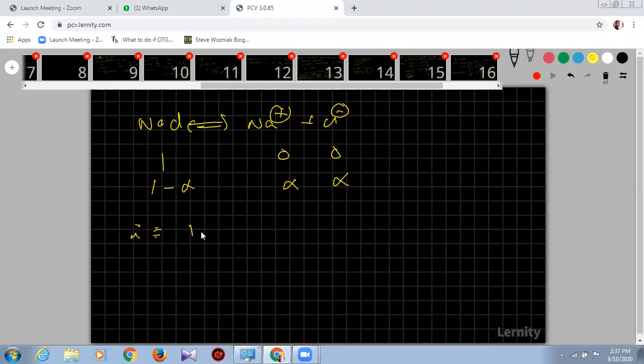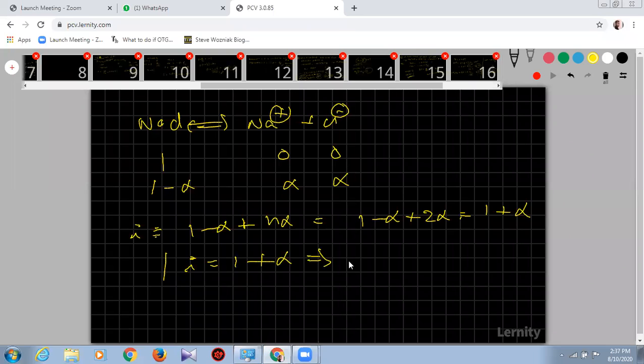1 minus alpha plus 1. I will do it like this. 1 minus alpha plus n alpha, that is equal to 1 minus alpha plus 2 alpha. That is equal to 1 plus alpha. Right or not? i is equal to 1 plus alpha. This is the relation between i and alpha.